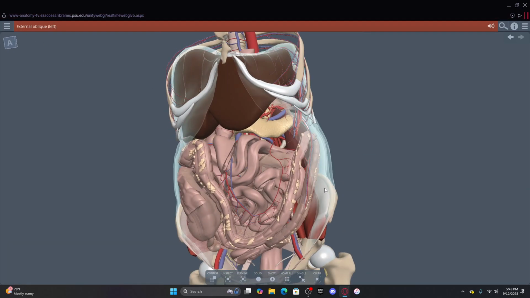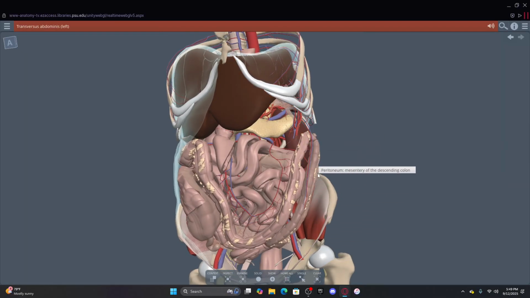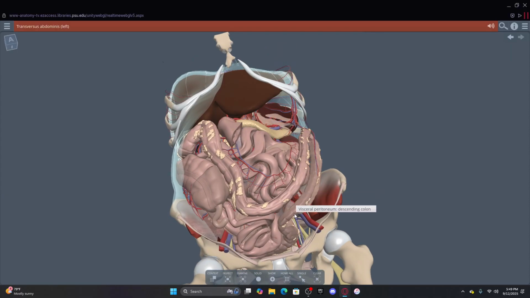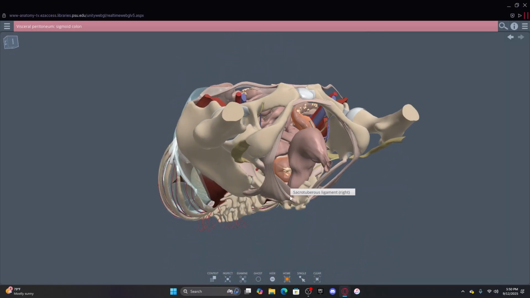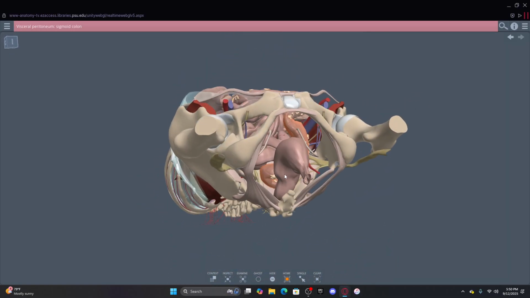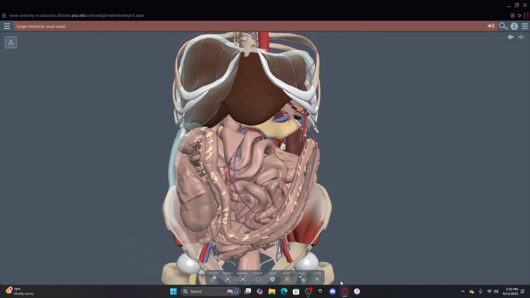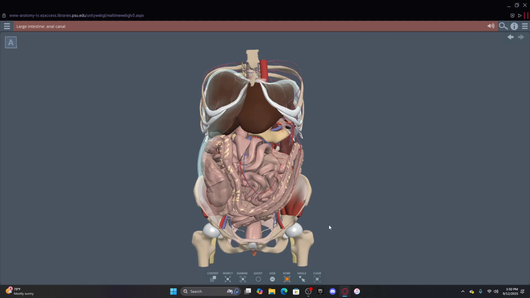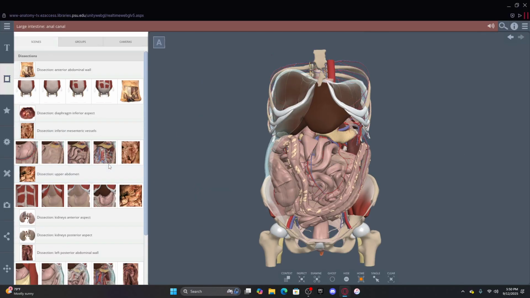Let me remove this. So now we're in the descending colon, and once we hit this S shape here, we're in the sigmoid colon. From the sigmoid colon, that brings us into the rectum, and then the anal canal, and then the food is outside of your body. So with that being said, we have a general orientation for the abdominal organs of the small and large intestines.